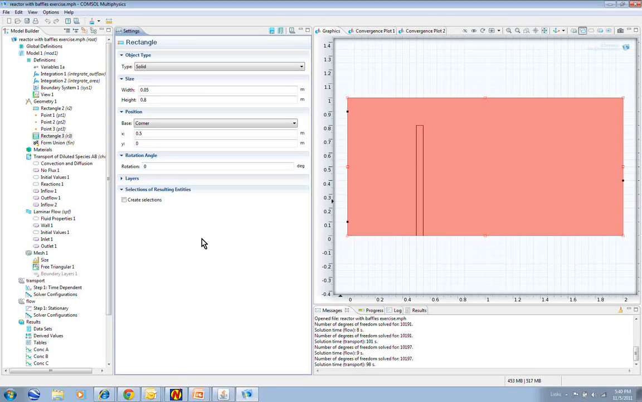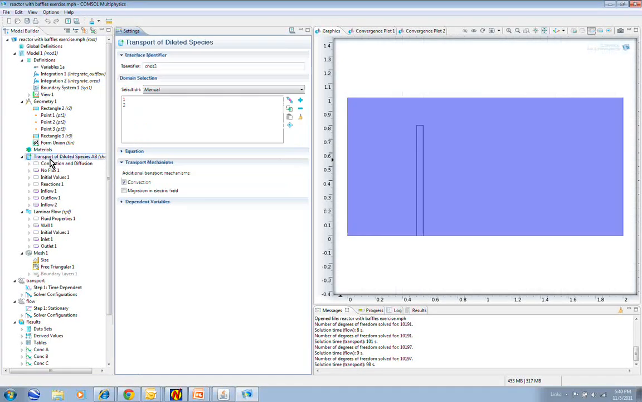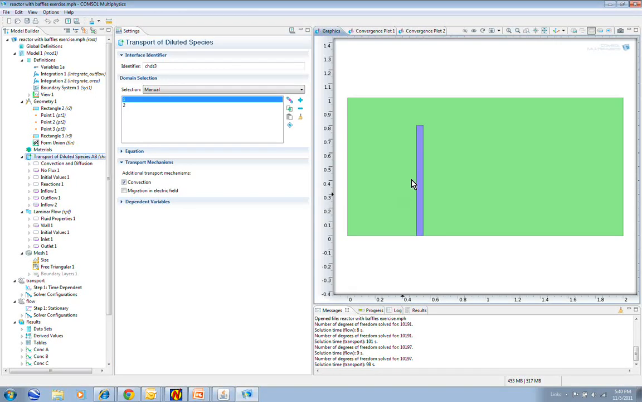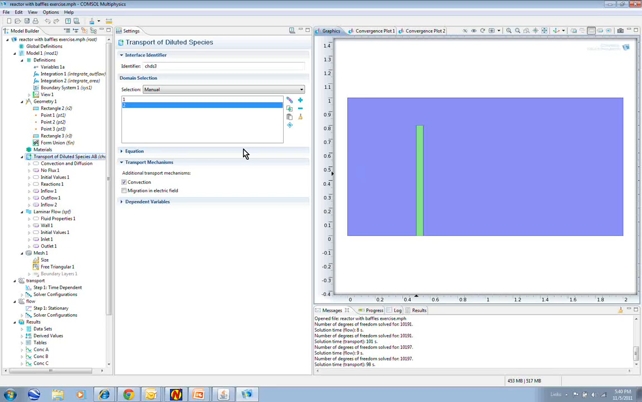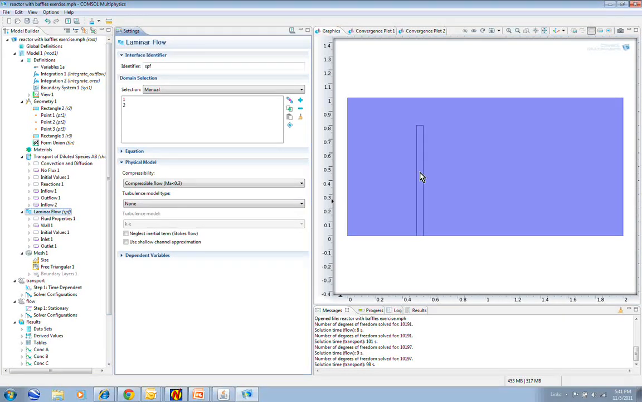So here's what has to be done in order to get this to work. We put that thing in there, and then we go to this interface, and the default is that both these subdomains are active. But what we need to do is go to the main tab on the interface and turn this off. Now these physics are active in this subdomain, but this subdomain here, the baffle, is simply inactive. And we do the same thing for laminar flow. Turn that off.